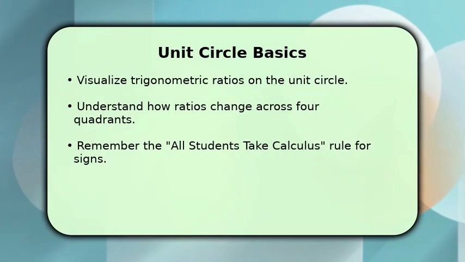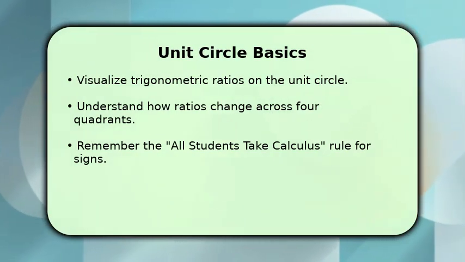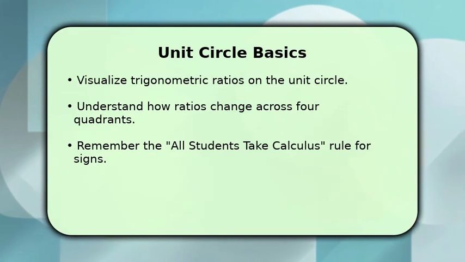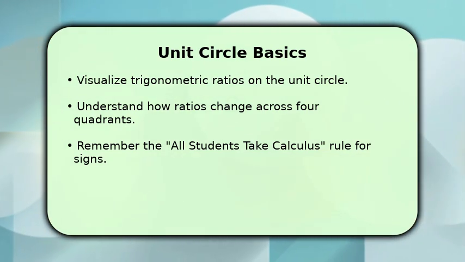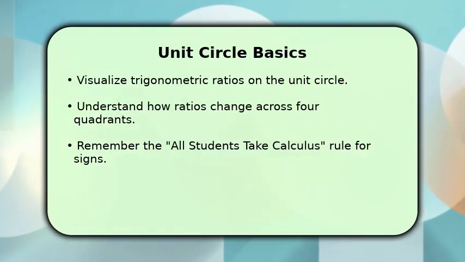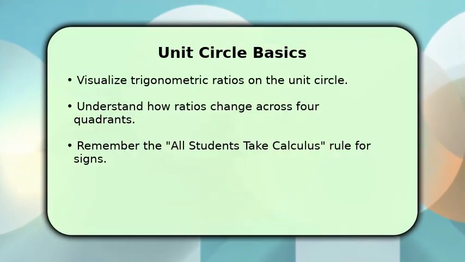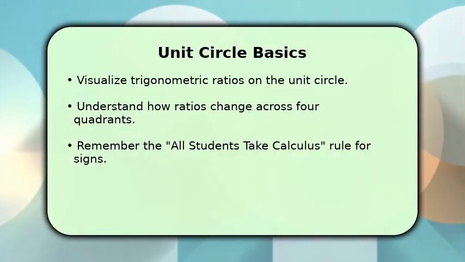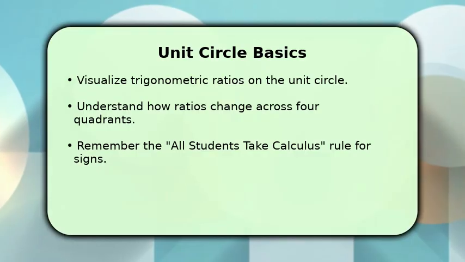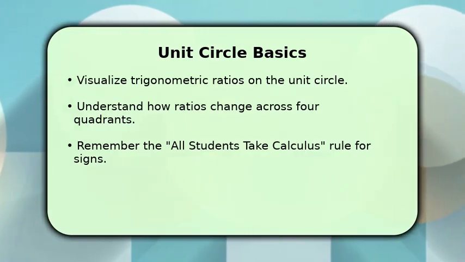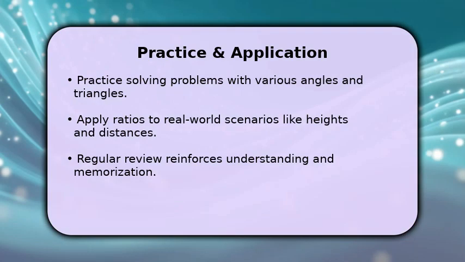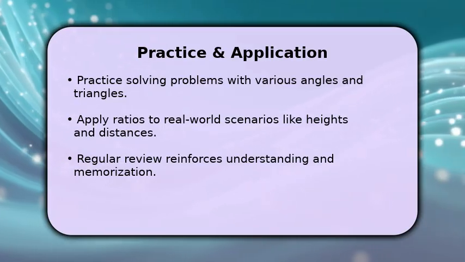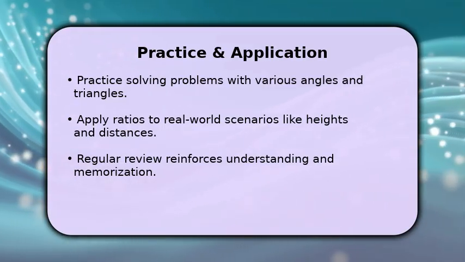The unit circle is a powerful tool for visualizing trigonometric ratios beyond acute angles. Imagine a circle with a radius of 1 unit centered at the origin. As you move around the circle, the x and y coordinates directly give you the cosine and sine values for that angle. Remember the "all students take calculus" rule to easily recall which ratios are positive in each of the 4 quadrants. Finally, consistent practice is crucial for mastering trigonometric ratios.